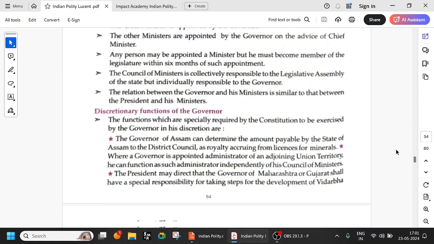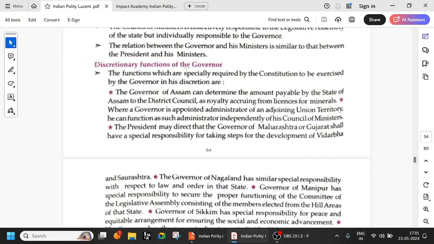Okay. Next, discretionary functions of the governor. The functions which are specially required by the constitution to be exercised by the governor in his discretion are: the governor of Assam can determine the amount payable by the state of Assam to the district council as royalty accruing from licenses for minerals. Where a governor is appointed administrator of an adjoining union territory, he can function as such administrator independently of his council of ministers.